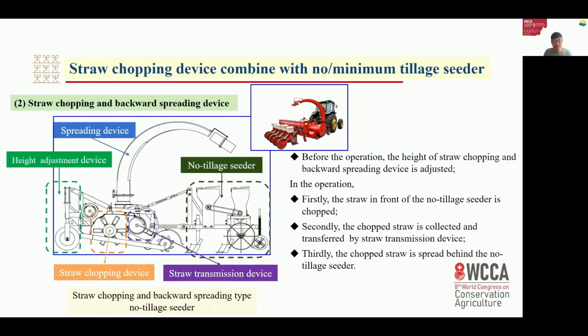The straw chopping and background spreading device combined with a no tillage seeder. In the operation, the straw is chopped. Then the straw transmission device collates and transfers the chopped straw. Finally, the chopped straw is spread behind the seeder.